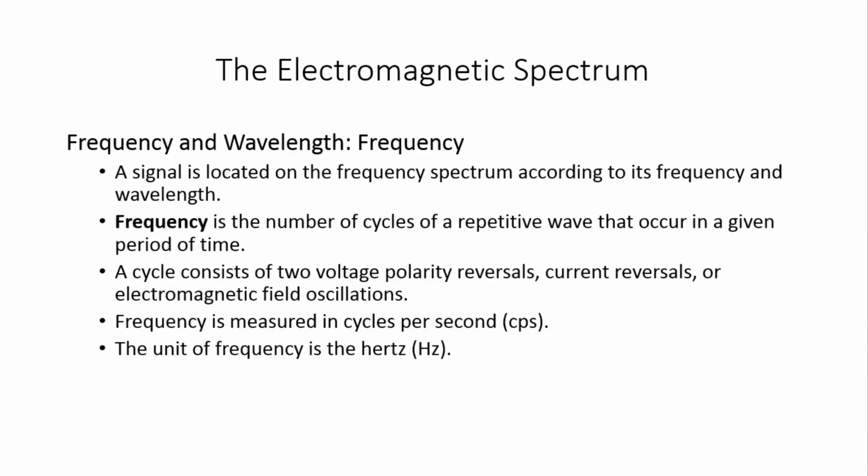Frequency and wavelength. A signal is allocated on the frequency spectrum according to its frequency and wavelength. Frequency is the number of cycles of the respective wave that occur in a given period of time. A cycle consists of two voltage polarity reversals, current reversals, or electromagnetic field oscillations. Frequency is measured in cycles per second. The unit of frequency is Hertz, Hz.